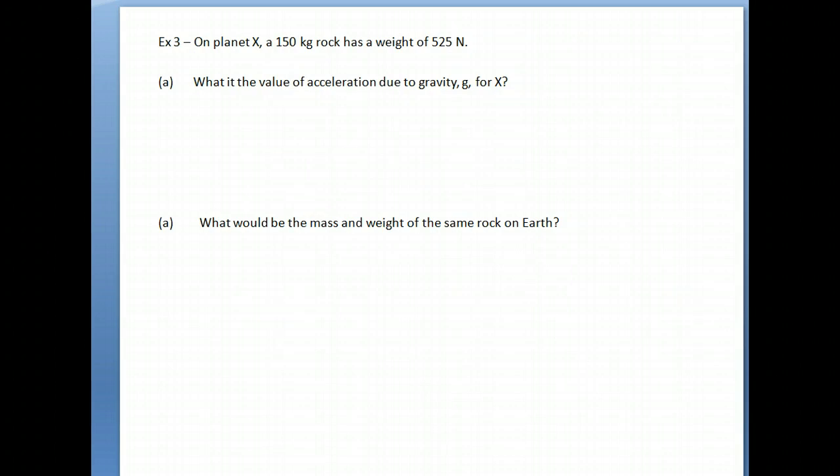Okay, example 3. On planet X, a rock is 150 kilograms and has a weight of 525 newtons. You need to find the acceleration due to gravity on this planet. So what's the gravitational constant on this planet? I'm going to pause the video and give you a moment to solve the question.